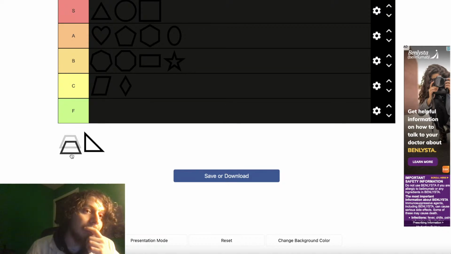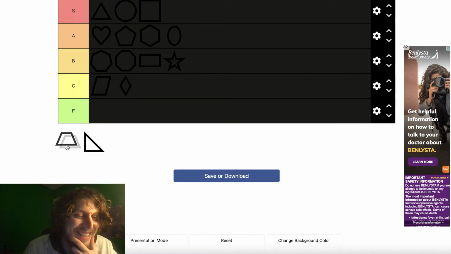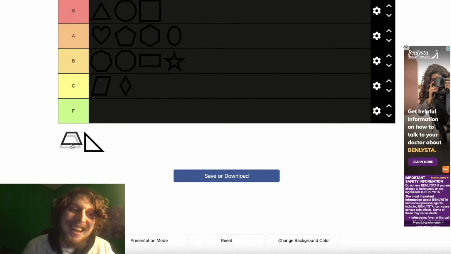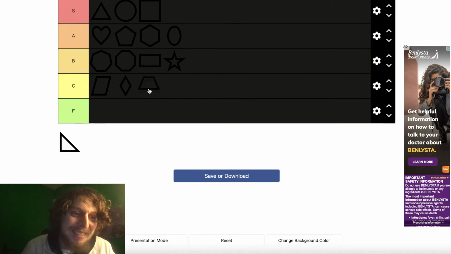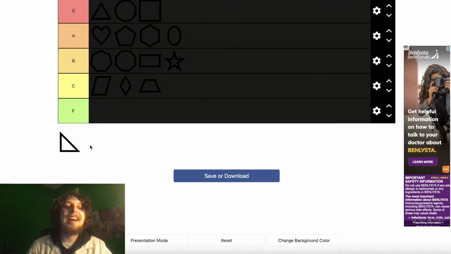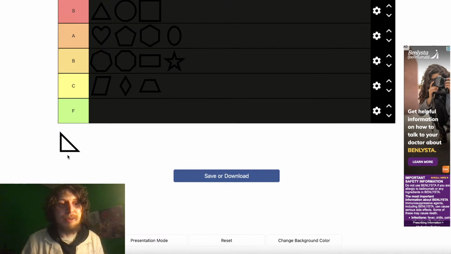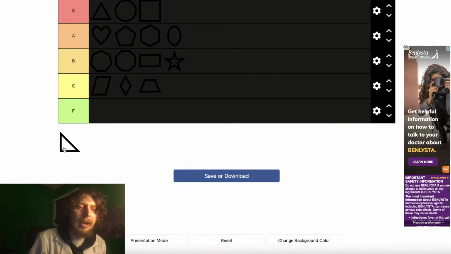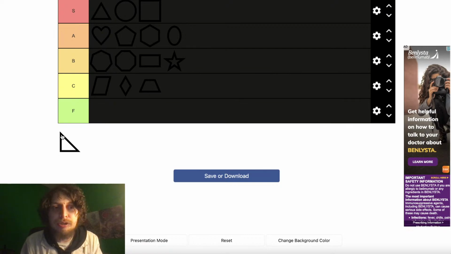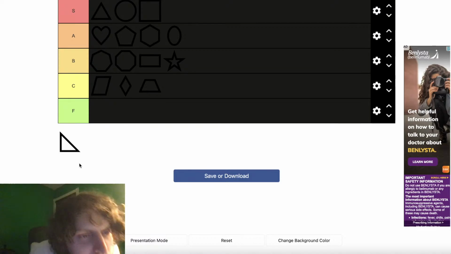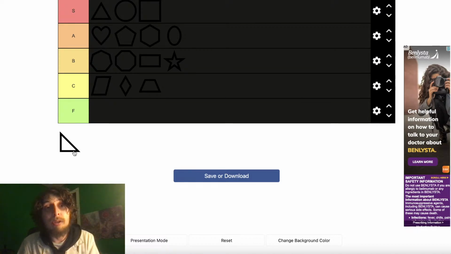Now, sorry to the trapezoid fan in the comments. Trapezoid's getting C tier also. They're kind of cool, but it's not the best of the bunch. And that leaves the right triangle. I'm not sure if they were intending this to be the one known as the 45-45-90, which I think the better name for is the isosceles right, because it's the only isosceles triangle and right triangle combo. I don't know if they were intending this to be that or just to be a right triangle.